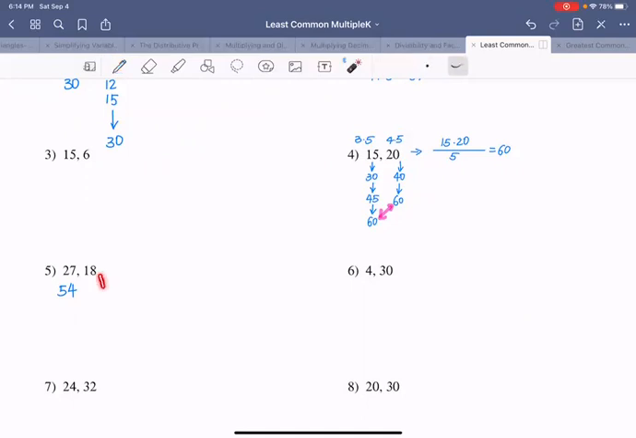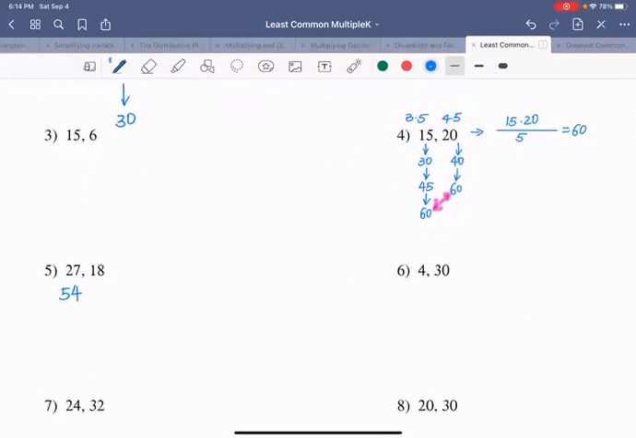Let's try this way. 81. 18 times 2 is how much? 36. Next. 18 times 3 equals? 54. Yes.